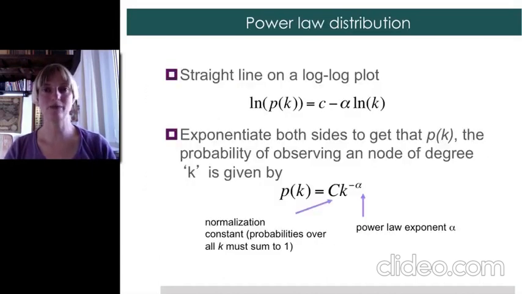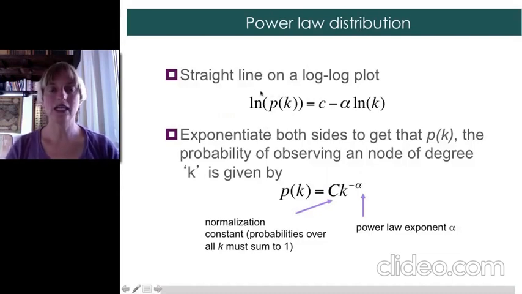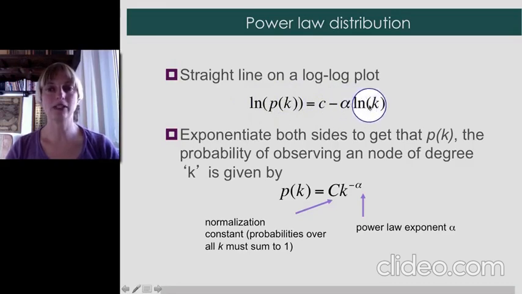So let's look at this power law distribution. What we saw essentially was a line on a log-log plot, which means that the log of the probability of having degree k is equal to some constant minus alpha, this is our power law exponent, times the log of the degree k. And so if we exponentiate both sides, we get the probability of having degree k is equal to another constant times the degree k to the minus alpha.